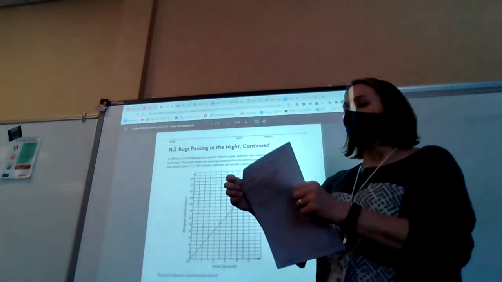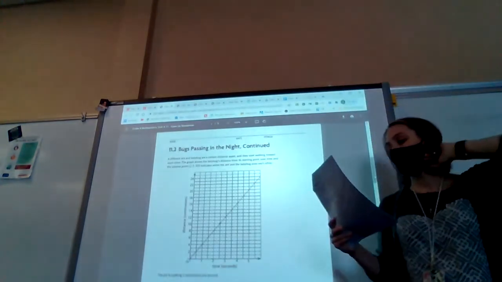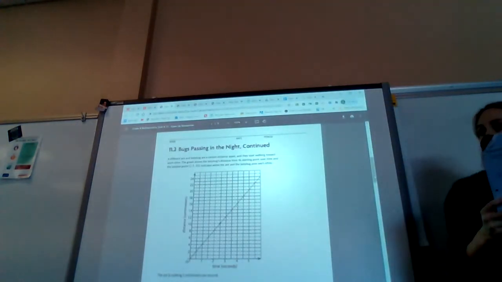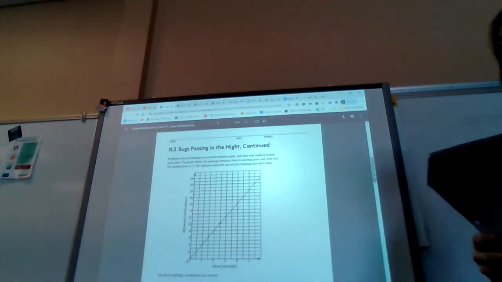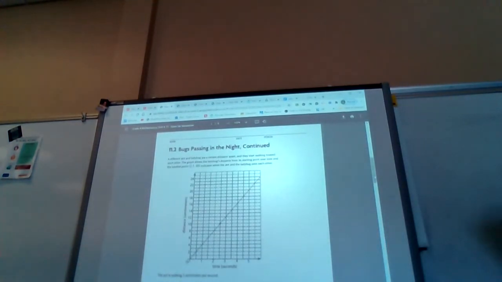Okay. Logan, read the 11.2 Bugs Passing in the Night continued. Read that paragraph for us, loud enough so the people at home can hear you. A different ant and ladybug are a certain distance apart, and they start walking toward each other. The graph shows the ladybug's distance from the starting point over time, and the label (2.5, 10) indicates where the ant and ladybug pass each other.